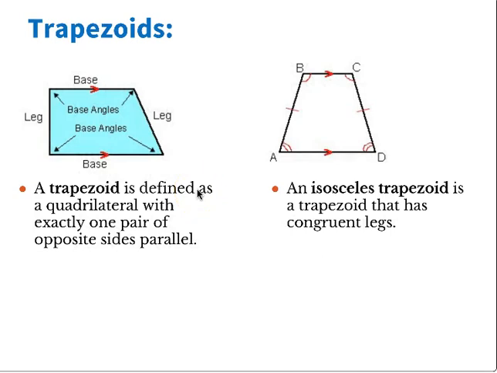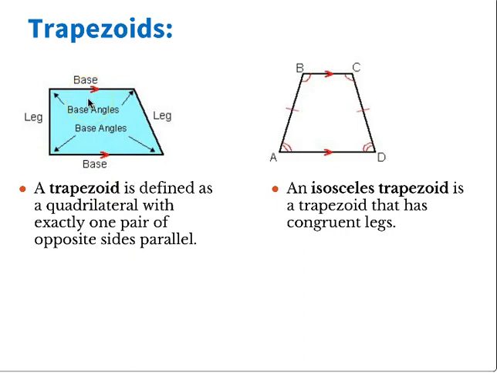All right, so are you ready for a new quadrilateral to add to our list of quadrilaterals? The next quadrilateral we're going to learn about is trapezoids. A trapezoid is a quadrilateral. It's got 4 sides, but it's defined as a quadrilateral with only one pair of opposite sides that are parallel. So only one set of opposite sides that are parallel.